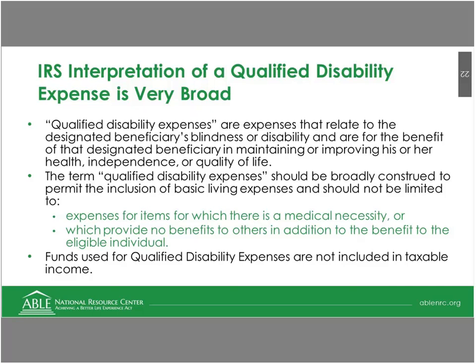So that's one way to think about it. It has to be for the primary benefit, but it does not exclude expenses that could have a peripheral benefit to others around the person with a disability. So it's important to note. Also extremely important: despite the fact that qualified disability expenses are defined incredibly broadly, funds used for qualified disability expenses are not included in taxable income.